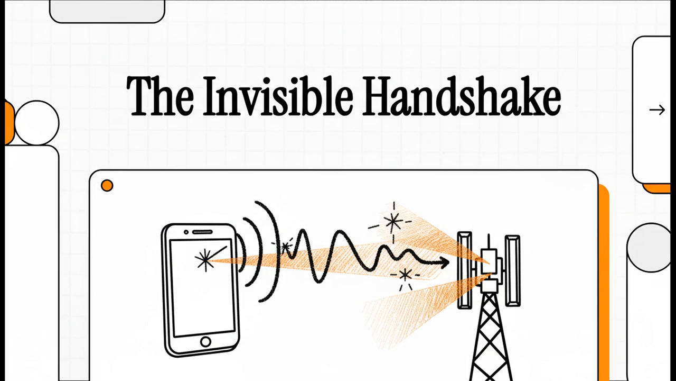So have you ever stopped to think about what happens in that first, tiny fraction of a second when your phone grabs a 5G signal? It's not just a simple hello. It's actually a super complex, incredibly fast dance that sets the stage for everything else. All right, let's pull back the curtain on this invisible handshake and see exactly how 5G pulls it off.